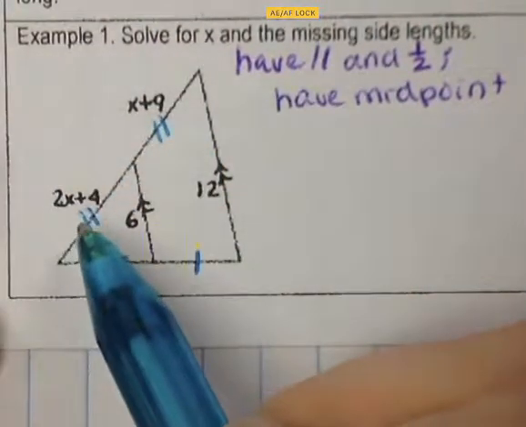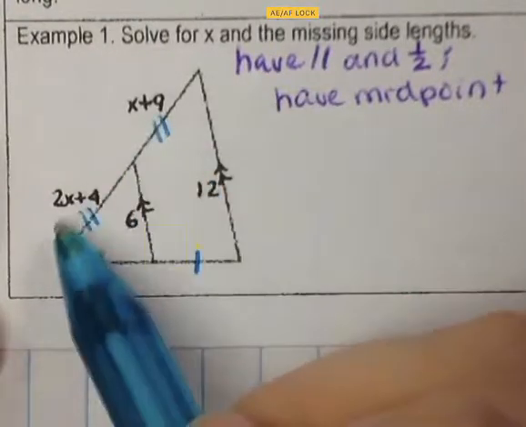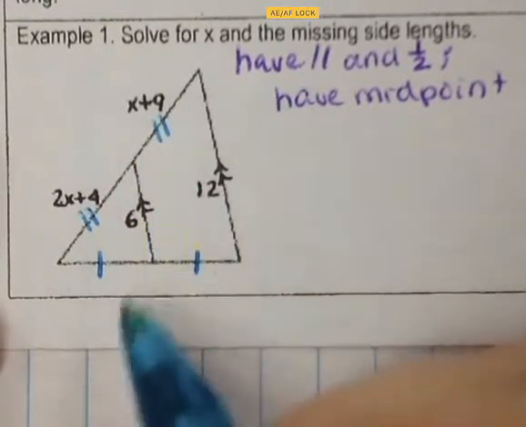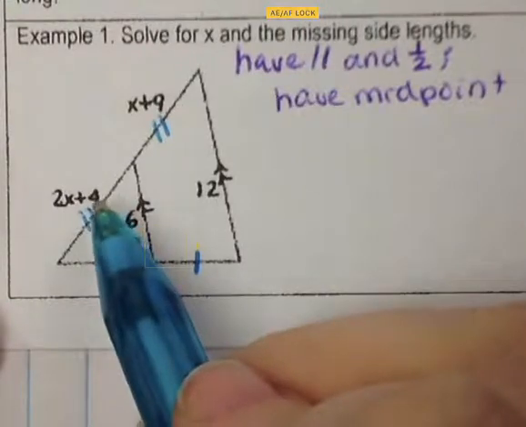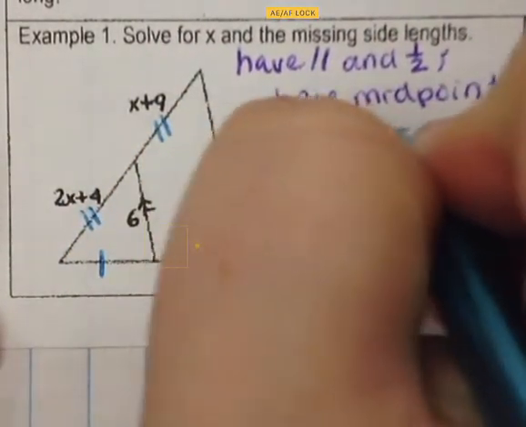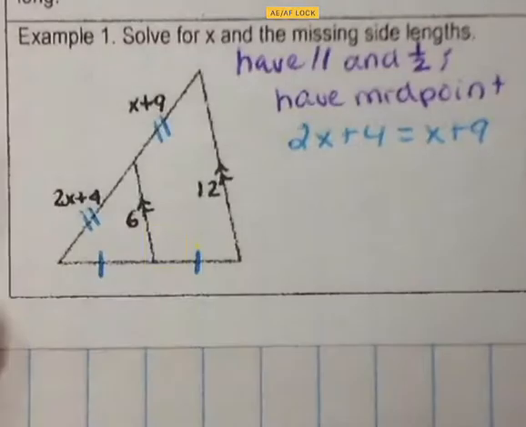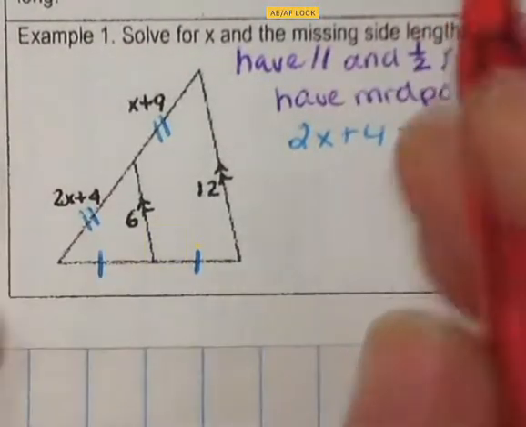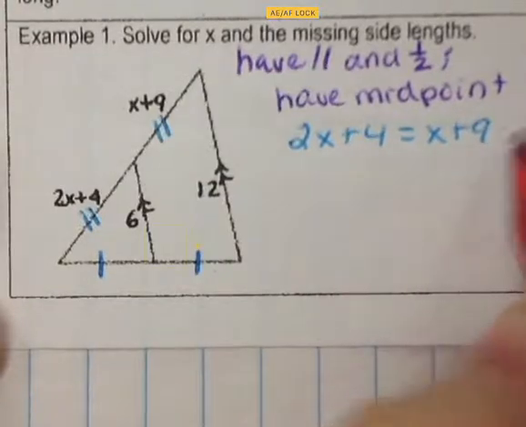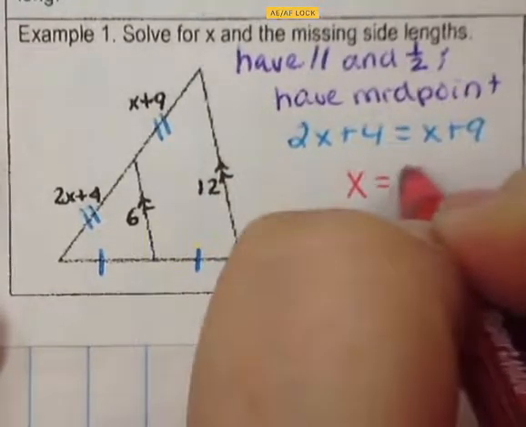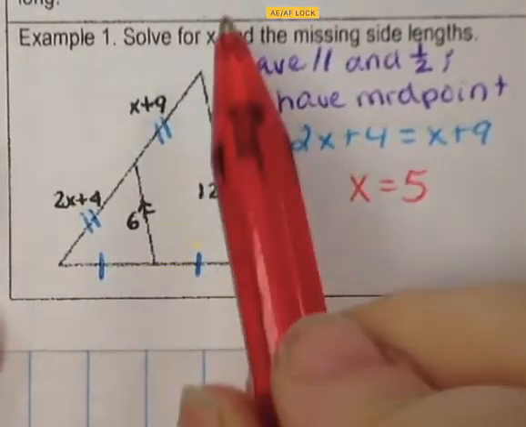That will help us with the x because now that's attached to the congruent marks. So we can say that 2x plus 4 is equal to x plus 9. If we were to solve this, we'd subtract the x and we'd subtract the 4. So we'd have x is equal to 5. So we solved for x.